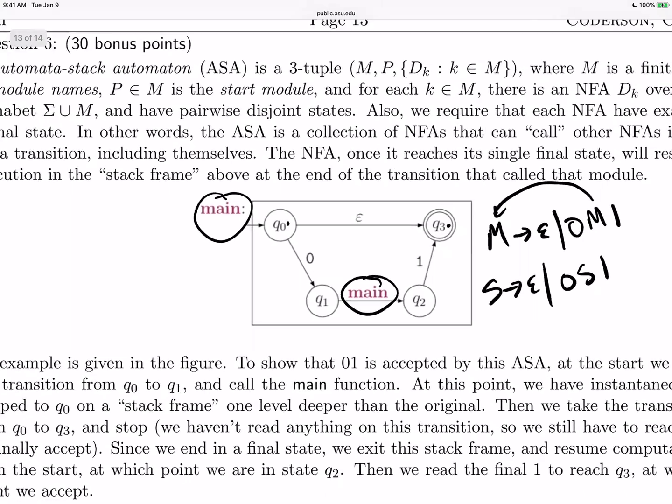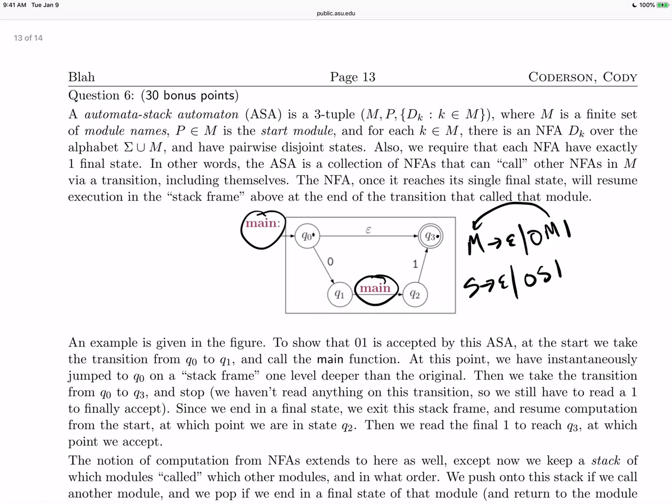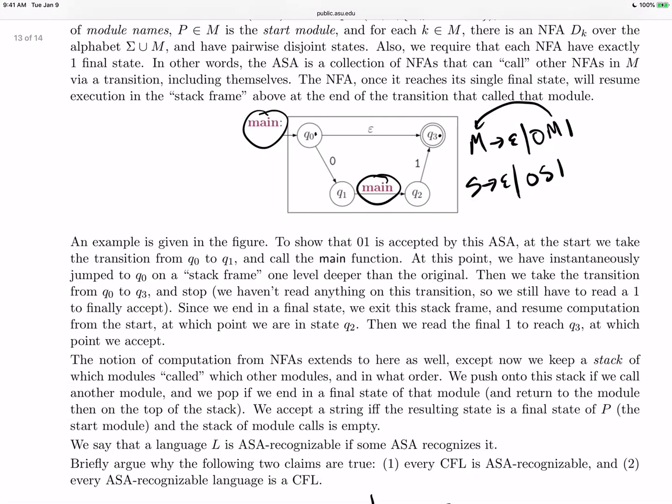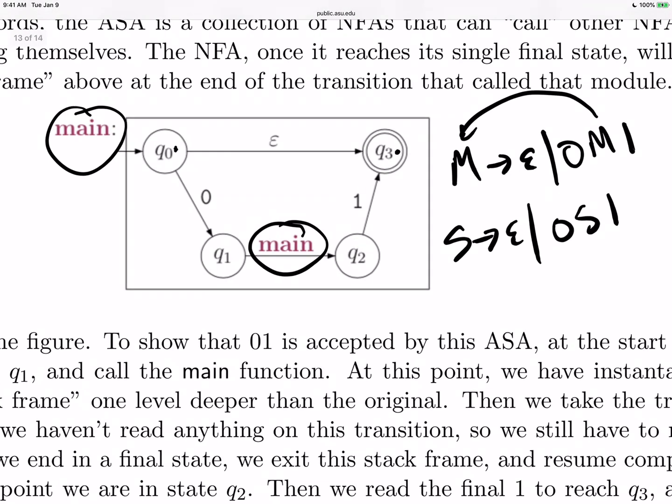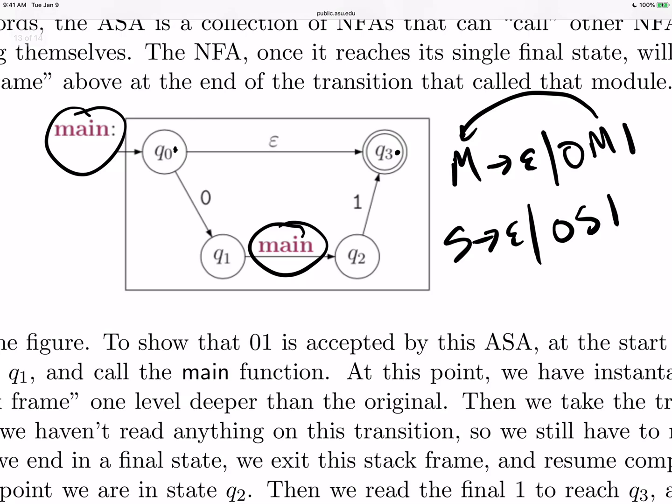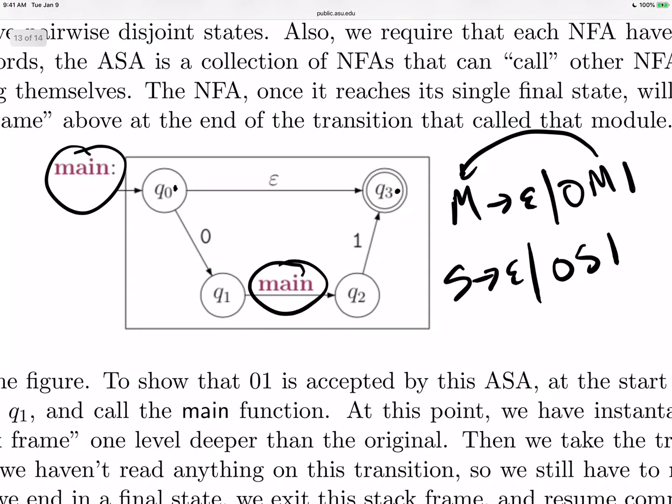And so this ASA, as it's called, recognizes 0 to the n, 1 to the n. So how do you actually show that these are the context-free languages? Well, think about what happens here. What we could do is say, ignore the S line, just the first line at the top. Well, look at the ASA itself.